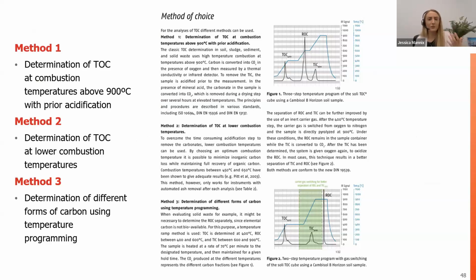We have 3 general methods that can be used depending on your analytical capabilities, what instrumentation you have, and then depending on the sample type itself. So method 1, the most common method, is the determination of organic carbon at combustion temperatures over 900 degrees, so typical total carbon, but with prior acidification. Method 2 is the determination of TOC at lower combustion temperatures. And method 3, that we'll touch on, is the determination of different forms of carbon using temperature ramping, more on the innovation side, the newer method.